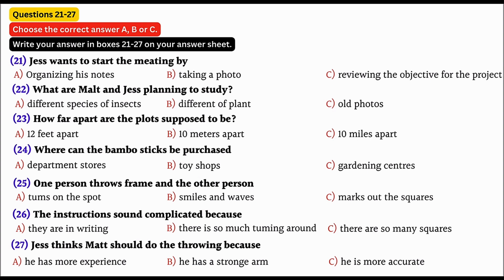Now turn to Part 3. Part 3. You will hear a conversation between two students who will discuss a project they're working on together. You have 30 seconds to look at questions 21 to 27.